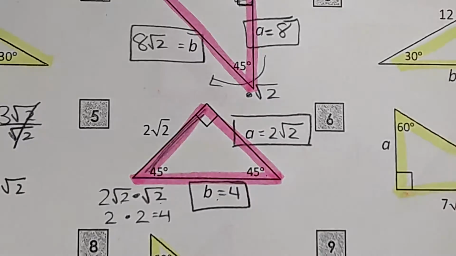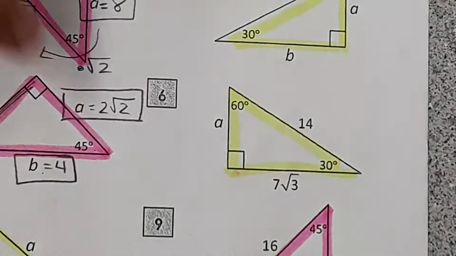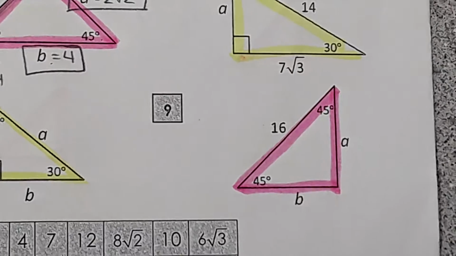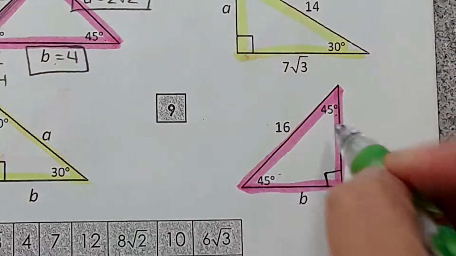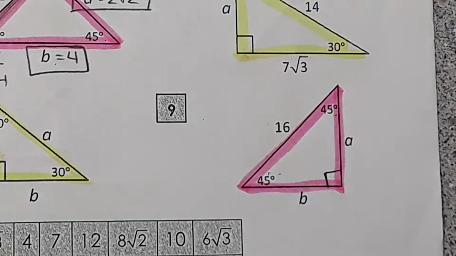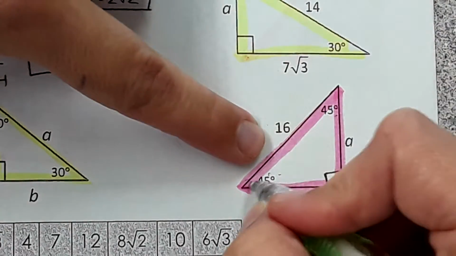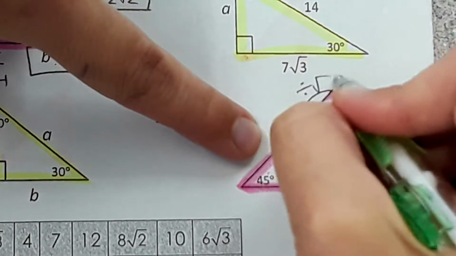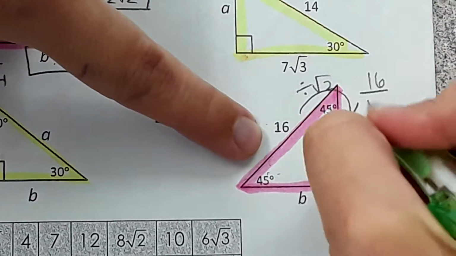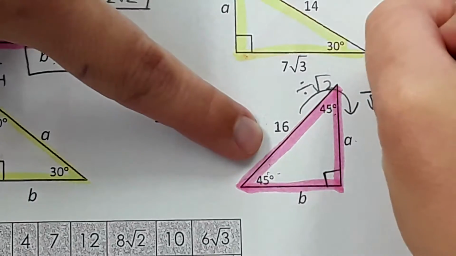Okay, and the last pink one on the page is number 9. Again, it shows the 45, 45 degree angle, and then this has to be 90 degrees because the three angles do add to 180. We're given the length of the hypotenuse. We need to get the length of the leg. We're going to divide by square root of 2. 16 divided by square root of 2 would look like this.